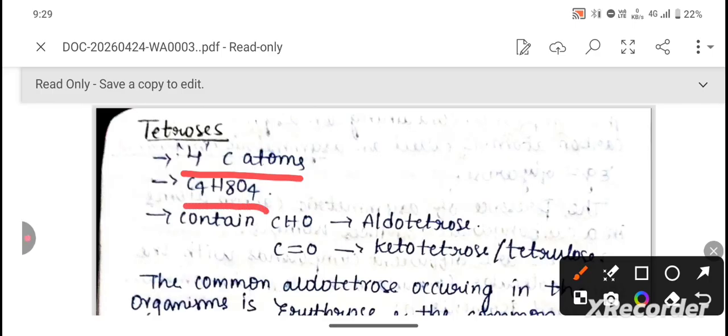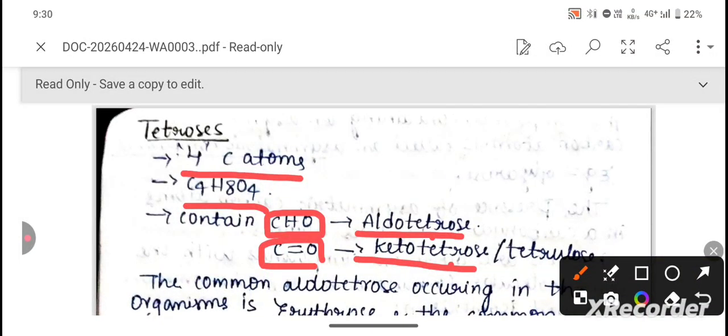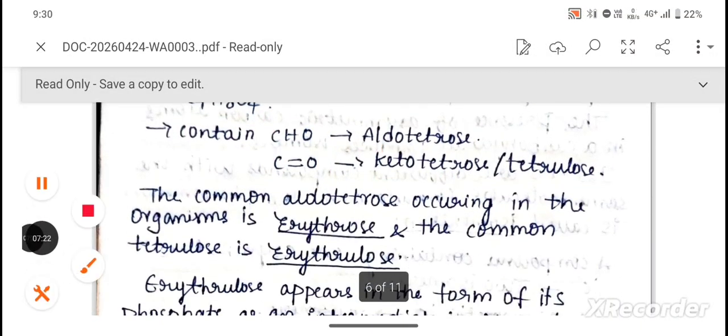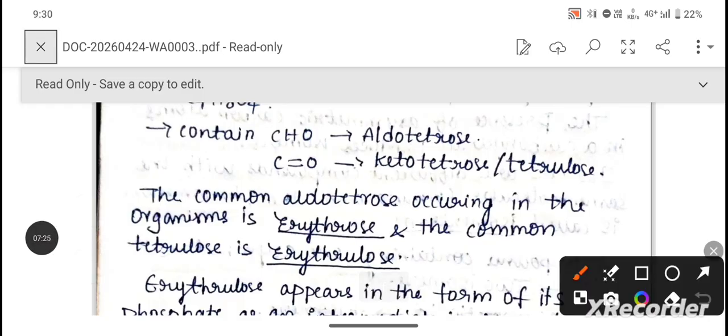If the tetrose contains an aldehyde group in its structure, it is known as aldotetrose; if it contains a keto group, it is known as ketotetrose or tetrulose. When you observe the aldotetrose, the most common form of aldotetrose occurring in organisms is erythrose, and the common tetrulose is erythrulose.